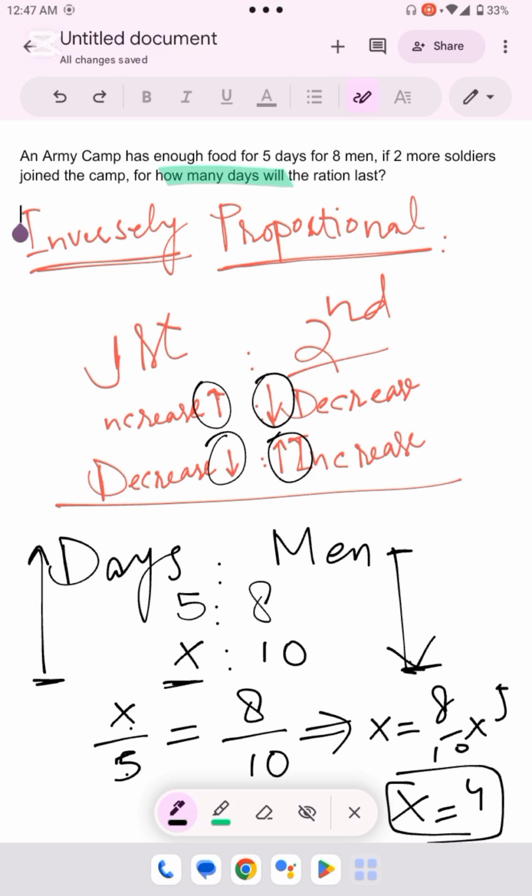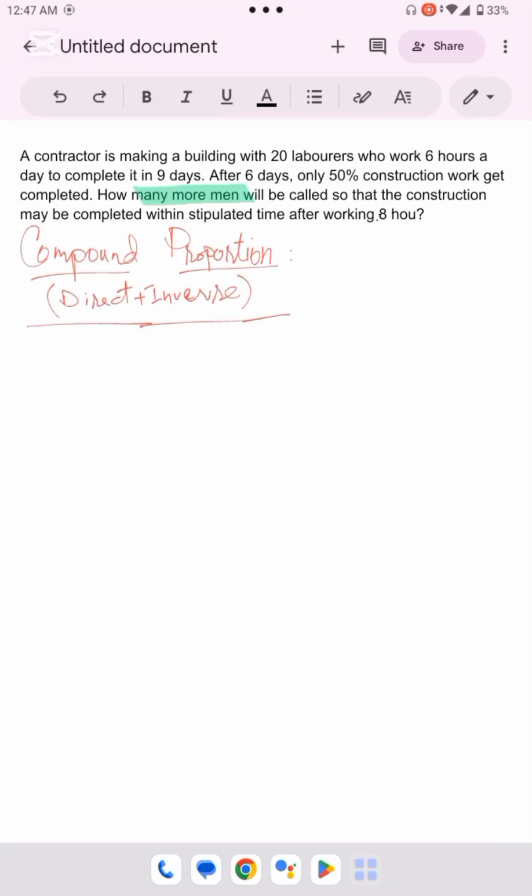Now, finally, we have to deal with something that sometimes people call complicated, but that is very easy if you make sense of it. This is called the compound proportion. Let me read the question for you.